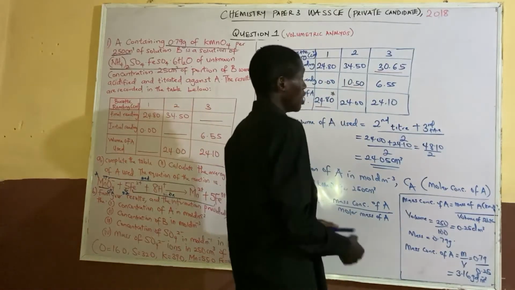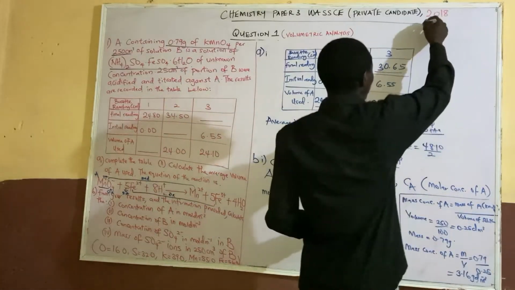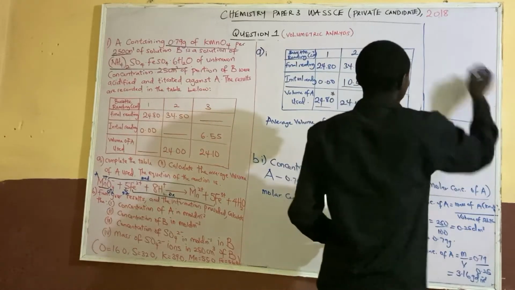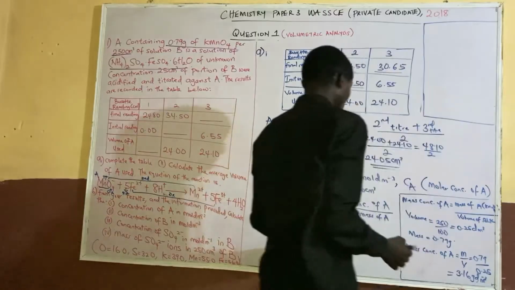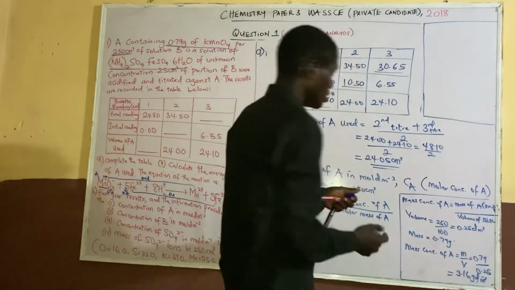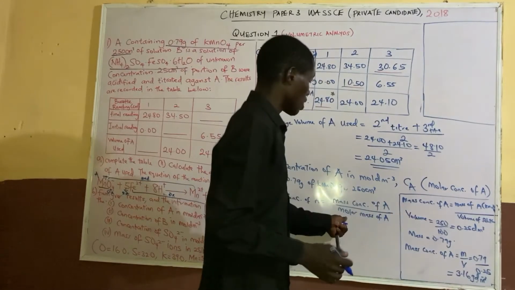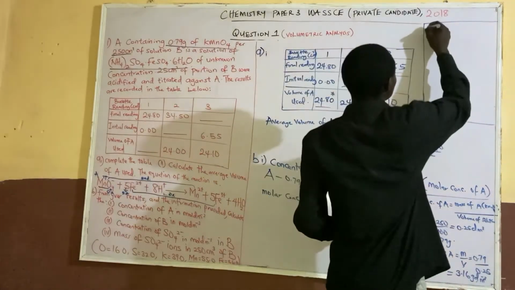Let's calculate the molar mass of A so that we can use it for our molar concentration. But do this systematically. So this is the mass concentration, then we have to calculate the molar mass.